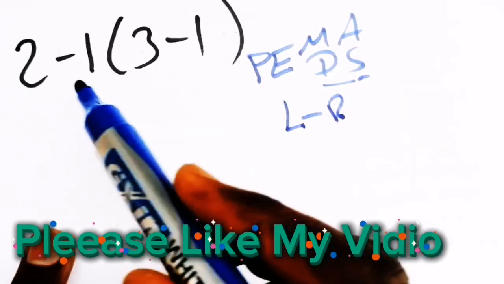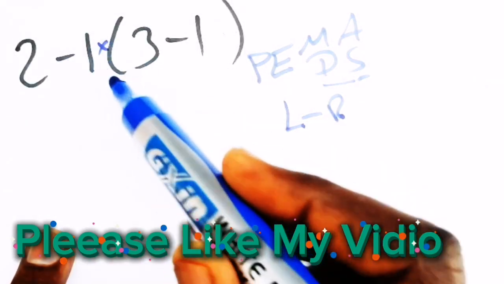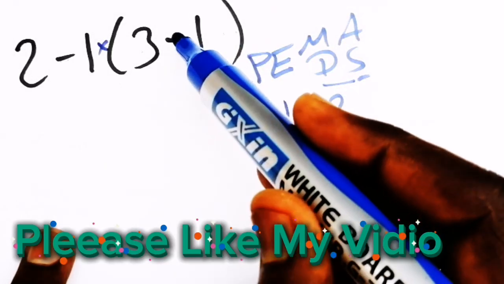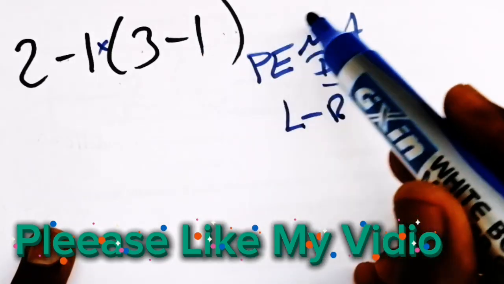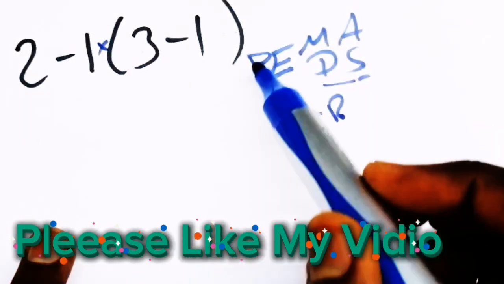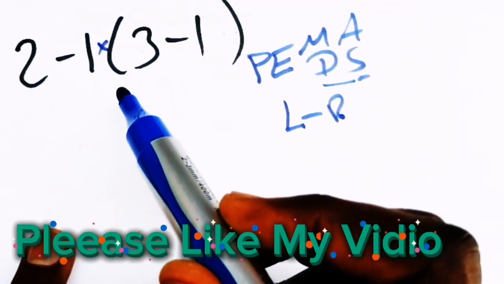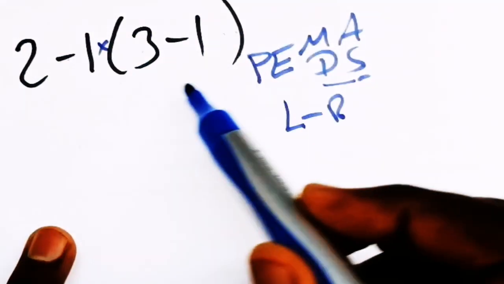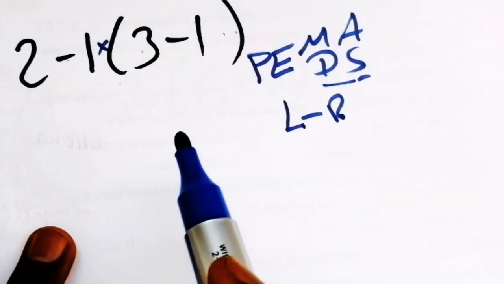In this expression, there is one subtraction here, one multiplication, and there is a parenthesis, okay? Inside the parenthesis, there is a subtraction. According to PEMDAS, first we have to do this parenthesis, next this multiplication, and finally this subtraction. If we do this subtraction before this parenthesis or this multiplication, it is wrong.